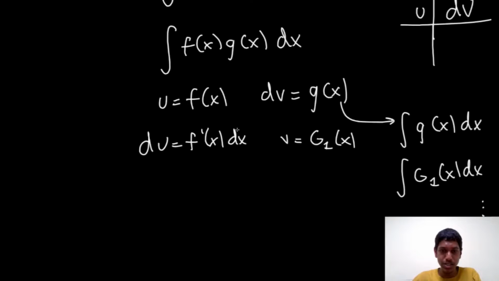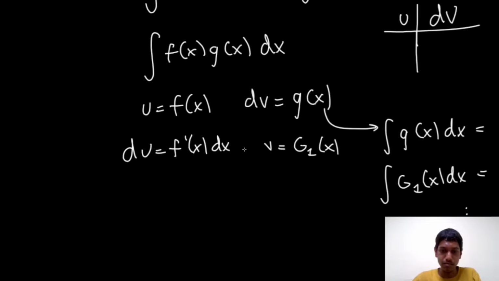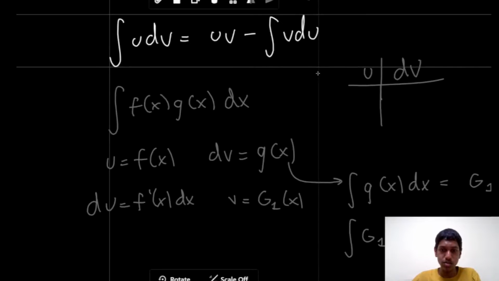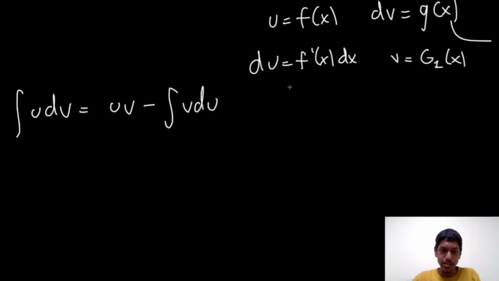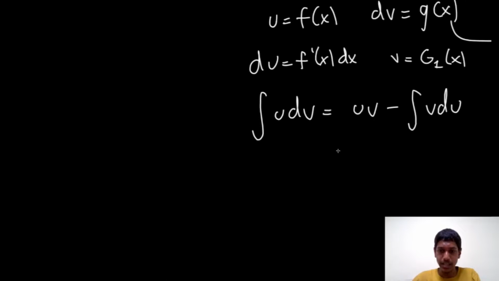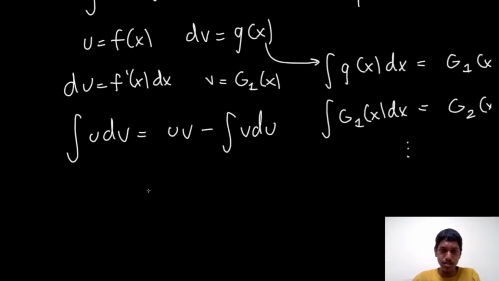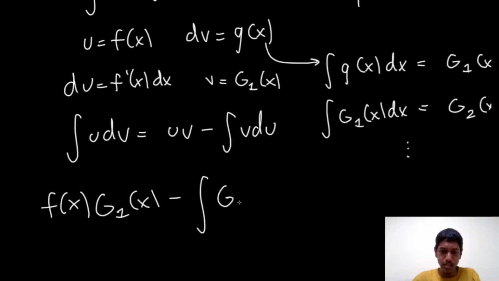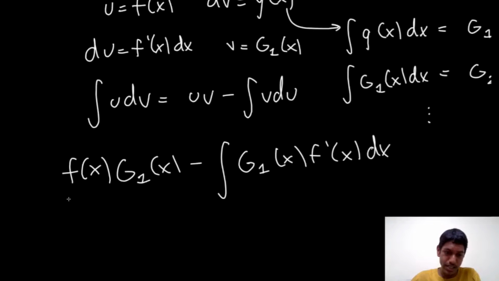So at this point, we can just apply the formula, right? So let's write this down. What we're going to get is u, which is f, times v, which is g1, minus the integral of v du. Now, the first pattern I want you guys to notice here is f has not been differentiated yet, but g has already been integrated one time.